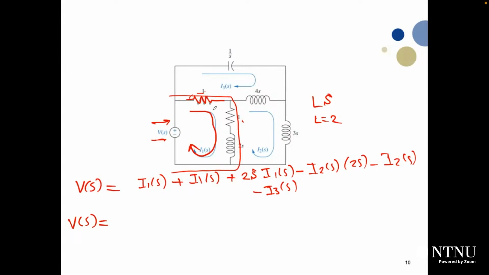The current in this resistance, in fact, it's I1 in one direction minus I3, correct? So we can just say that this one will be I1 minus I3 multiplied by 1. Very good. The second resistance will be plus the voltage drop across this one, which will be I1 minus I2, so it will be I1 minus I2 multiplied by 1 plus 2S multiplied by I1 minus I2.